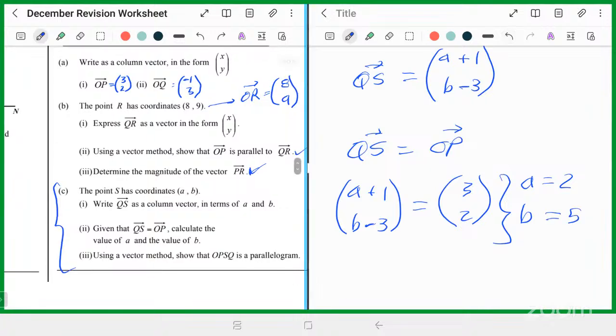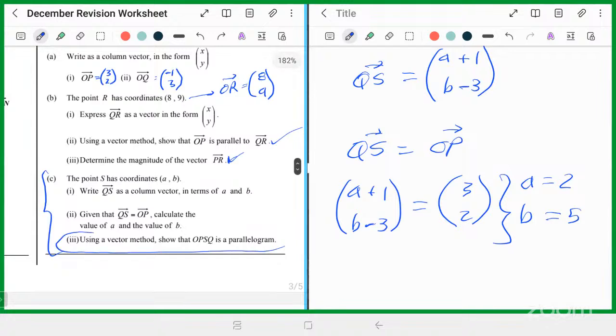Then it says now, using a vectors method, show that OPSQ is a parallelogram. So if OPSQ is a parallelogram, the opposite sides are equal vectors. That's what I need to show. That the opposite sides of that parallelogram are equal vectors. I'm going to sketch it so I can see clearly what the opposite sides are.